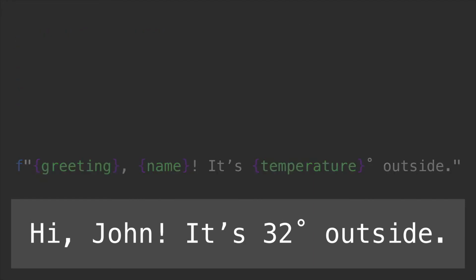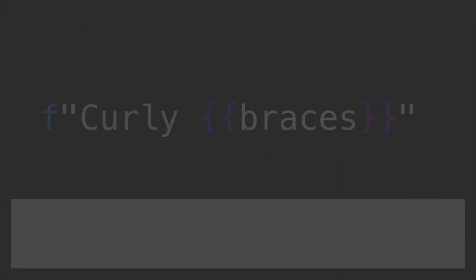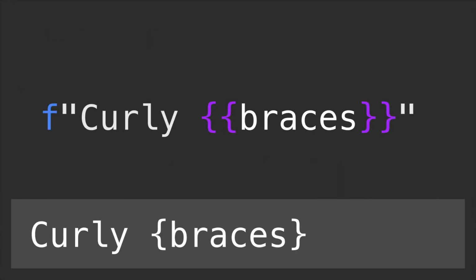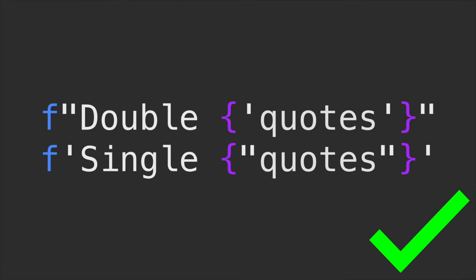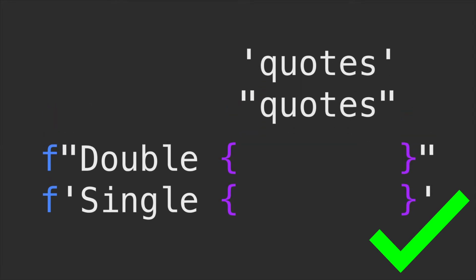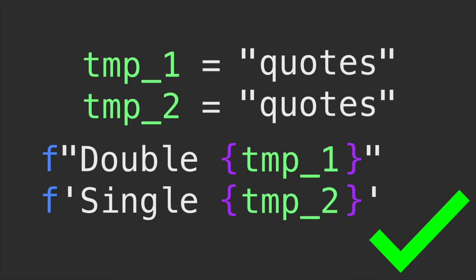If you want curly braces inside your f-string without it turning into a replacement field, you can use double curly braces. You also can't use the same type of quotes inside of a replacement field. This is because Python won't know whether you're trying to close your f-string or open a new string literal. To get around this, you can use double quotes for your f-strings and single quotes for your nested string literals, or the other way around. You can also assign the nested string literals to temporary variables beforehand.